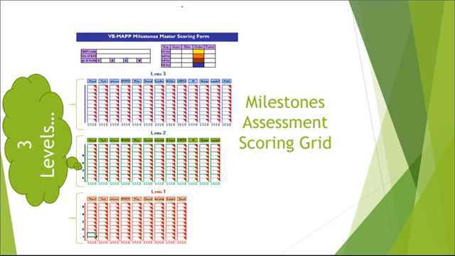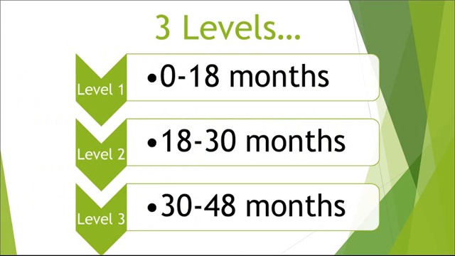So if we break down each of those 3 levels, you'll see that level 1, which is that red level on the bottom, indicates milestones that learners 0 to 18 months should be hitting. Level 2, which is the green level, the second level, learners 18 to 30 months should be hitting these milestones. And finally, level 3, that blue level, learners from 30 to 48 months should be hitting these milestones. The VBMAPP is a criterion referenced assessment, meaning that an individual's results are compared to a preset standard. And so that's kind of how all of this is devised.